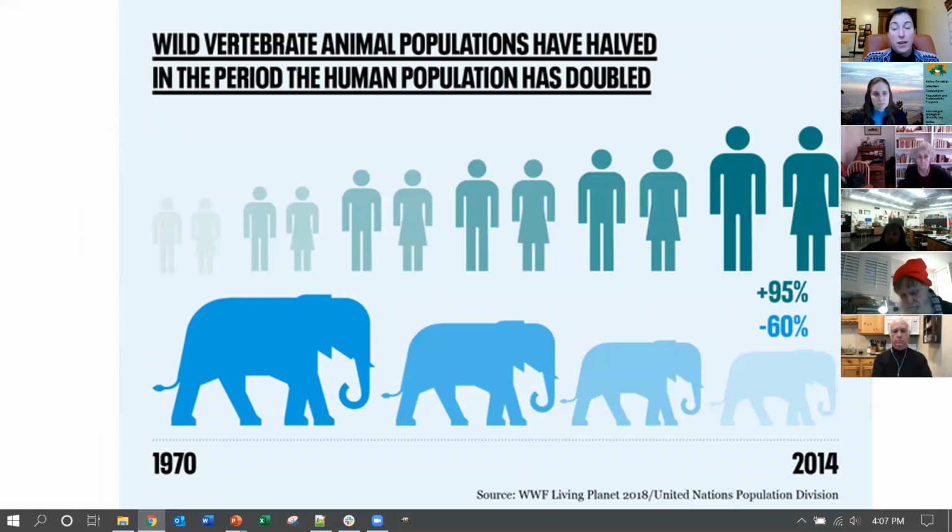And so why we care about that as an environmental organization is that in the time that the human population has doubled, wild vertebrate animal populations have halved. So as our population grows, we continue to put pressure on the planet and be pushing various species closer to extinction.